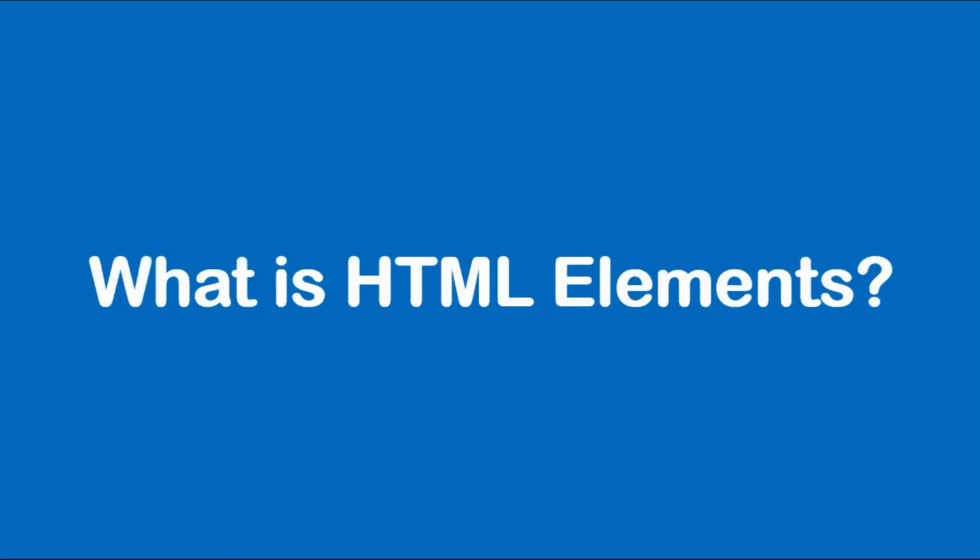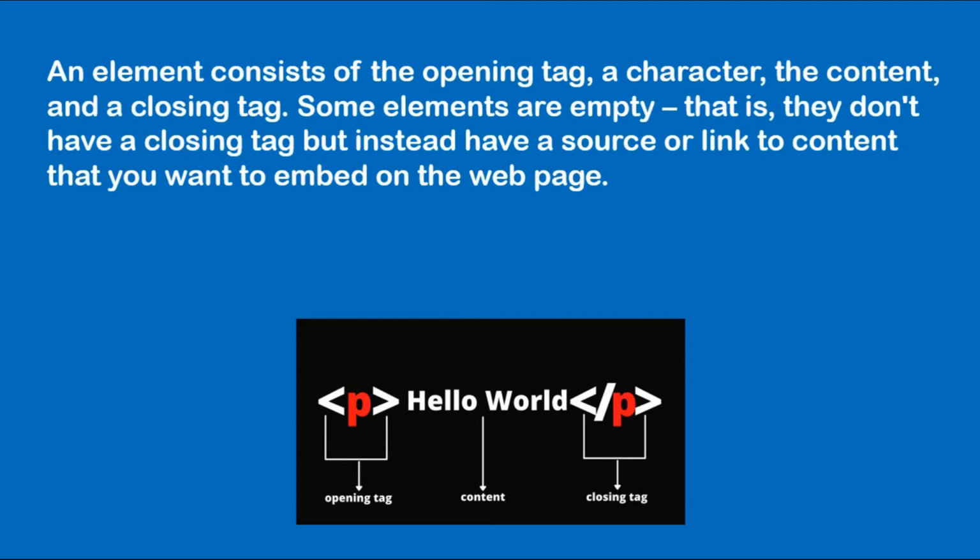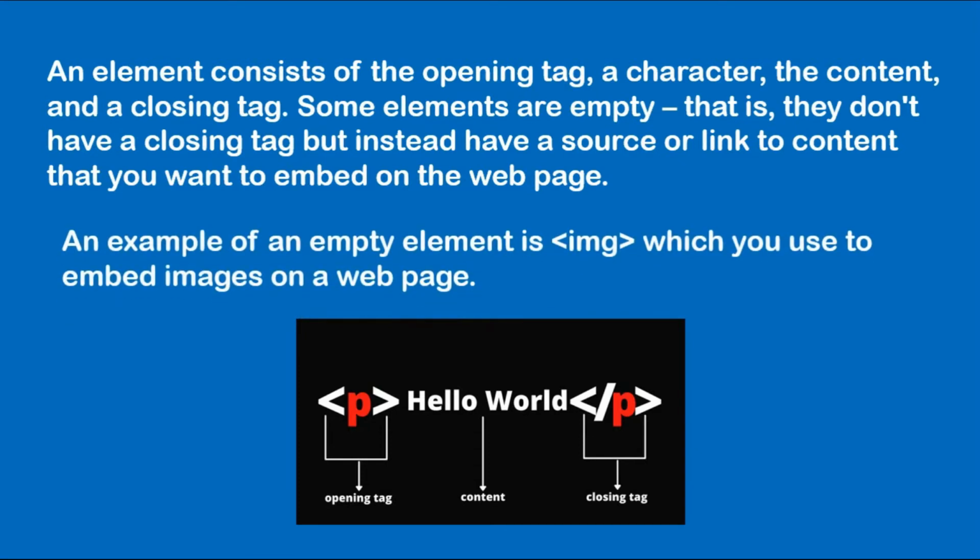So let's come to talk about what HTML elements are. An element consisting of the opening tag, the content, and a closing tag is called an HTML element. Some elements are empty, that is, they do not have a closing tag but instead have a source or linked content that you want to embed on the web page. An example of an empty element is image, which you use to embed images on a web page.